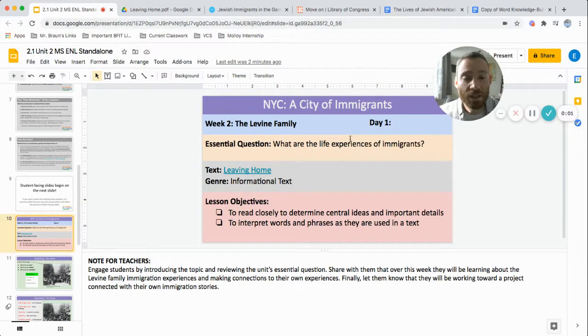Good morning. This week we're going to be continuing our study of New York City's immigrants. This week we're going to be learning about the Levine family, a Jewish American family who immigrated to New York City's Lower East Side in the late 1800s. We are going to be reading a short text called Leaving Home.